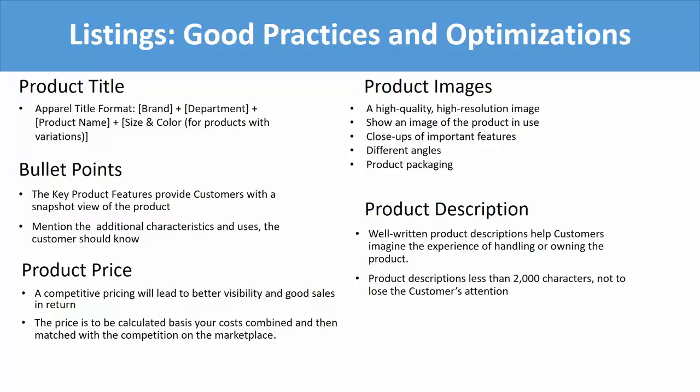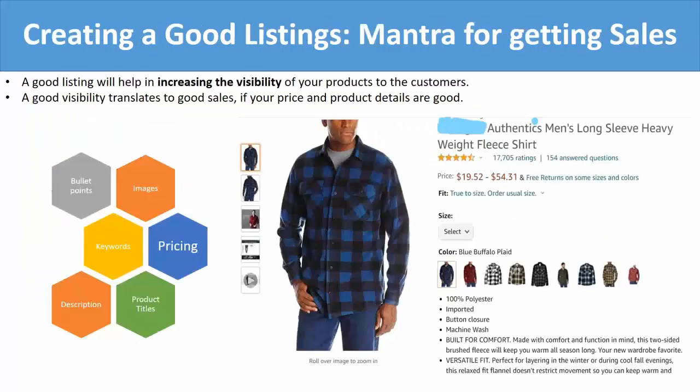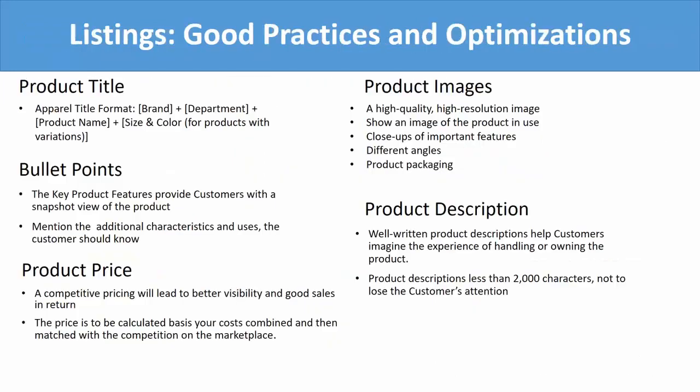Product name could again be what the product is, then what is the size of the product, what is the color of the product. So for example, if you look at here, you'll see everything. The brand is hidden here. The brand, what sort of product it is? It is men's long sleeve heavyweight fleece shirt. After this, you can mention the size of the product as well as the color of the product as well. So here the size is not chosen, hence it is not showing the full name. But yes, you should have all of these things in the title itself.